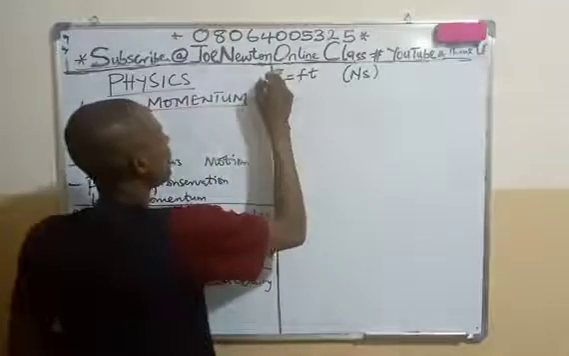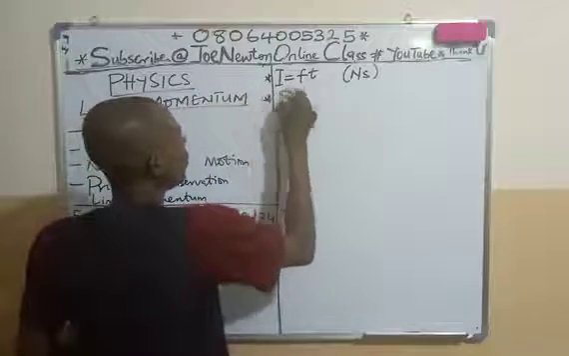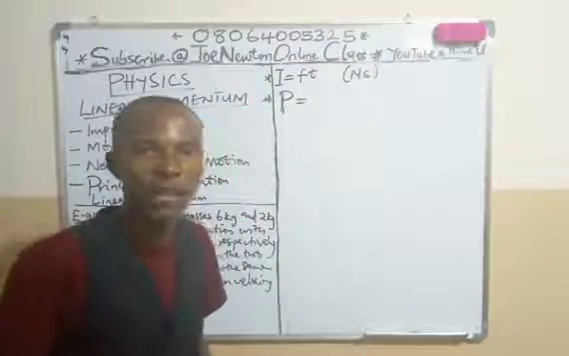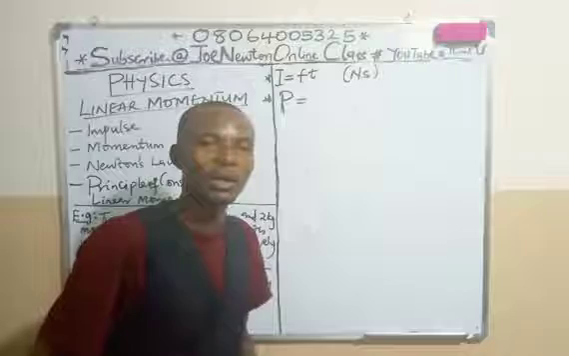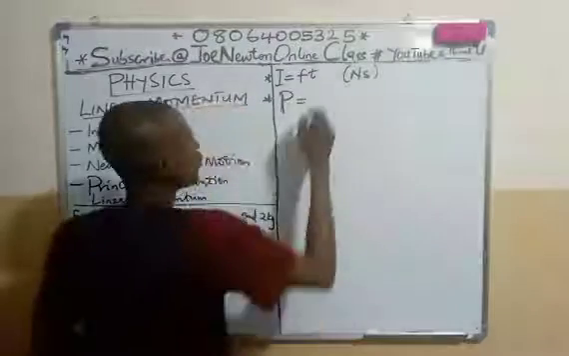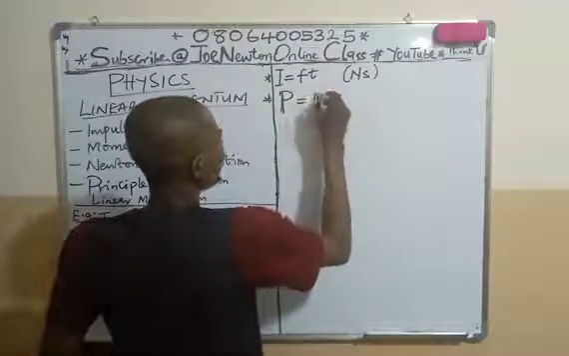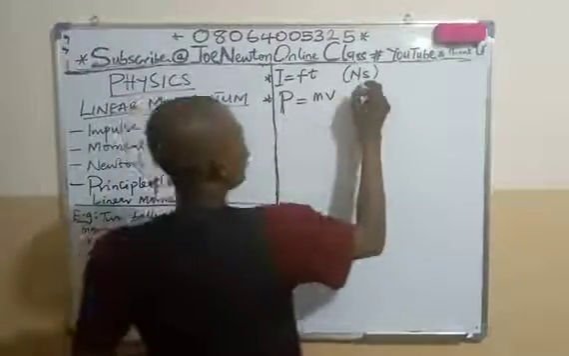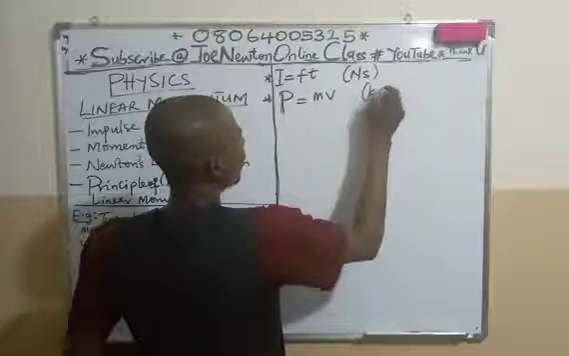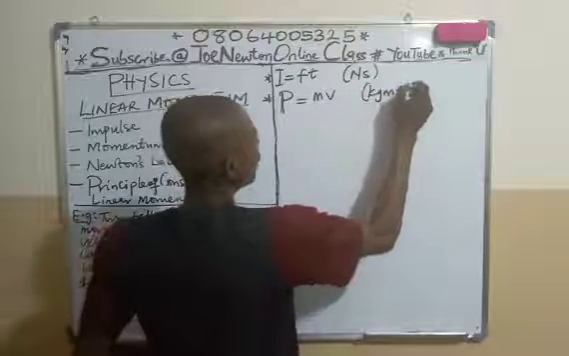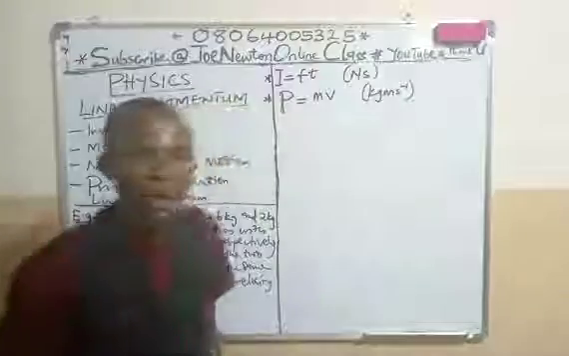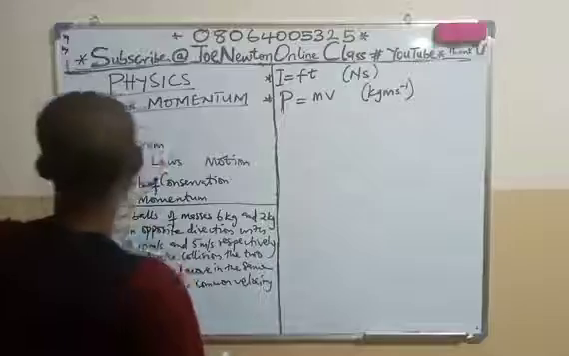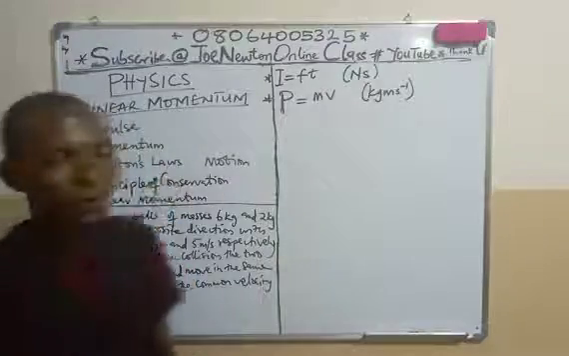But for momentum, we use the letter P conventionally to stand for the momentum of a body, which is equal to the mass of the body times its velocity. By this implication, the unit will be kilogram meter per second, because mass is in kilogram and the velocity is meter per second. That's the unit.